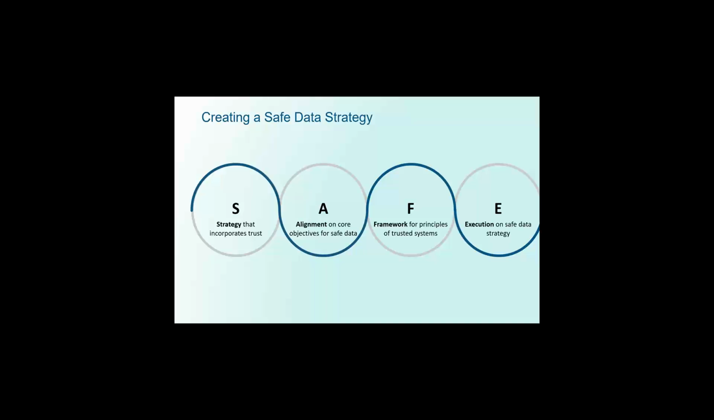So first, we have a strategy that incorporates trust. This is basically our vision statement. Second, we're going to have alignment on core objectives for safe data. We want teams to see the vision realized. We want them to actually help us, right? They have to be able to be part of this process. Third is a framework for principles of trusted systems. So we're going to define the rules of actions needed to build trustworthy systems. And the plus one is the execution on the safe data strategy. We're moving out of strategy into roadmaps.